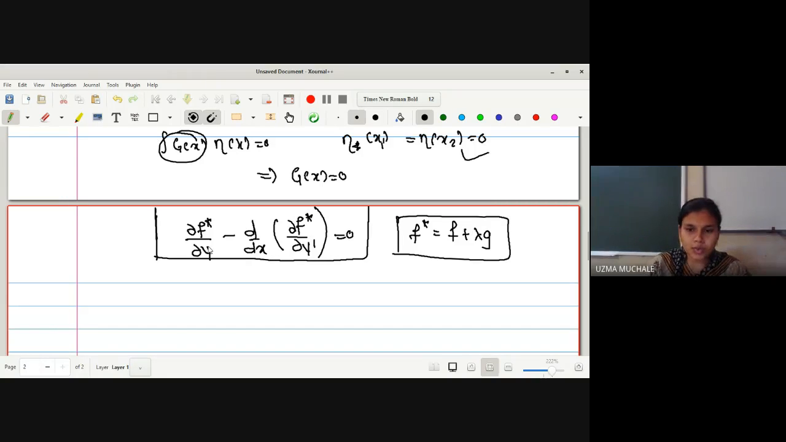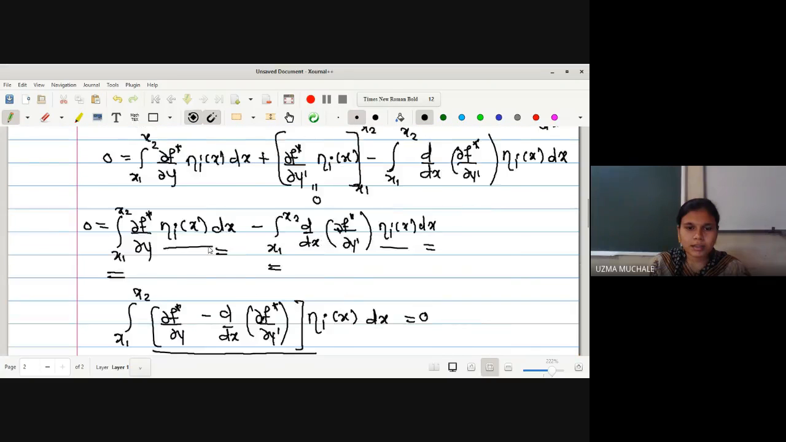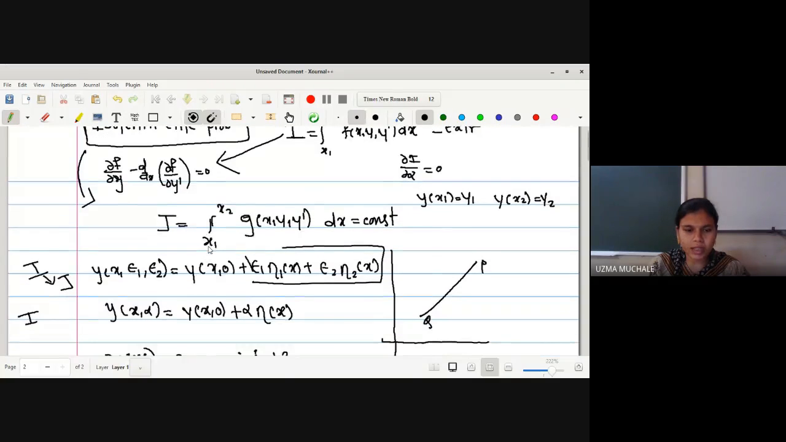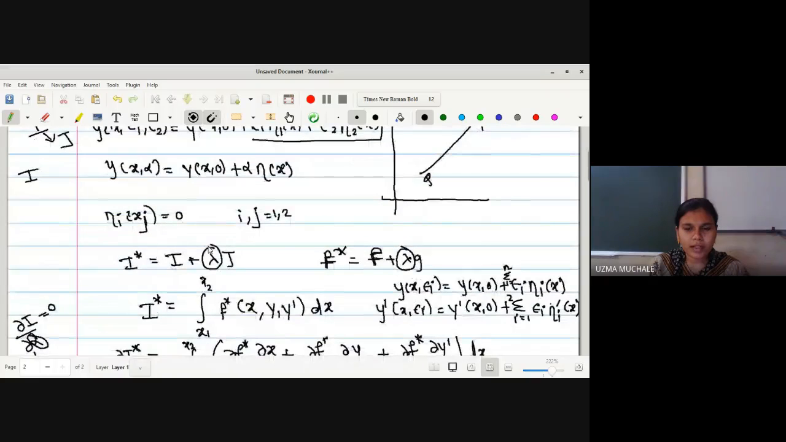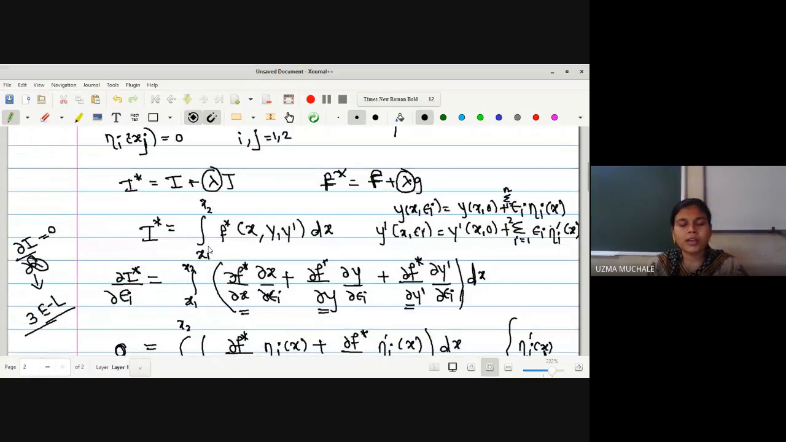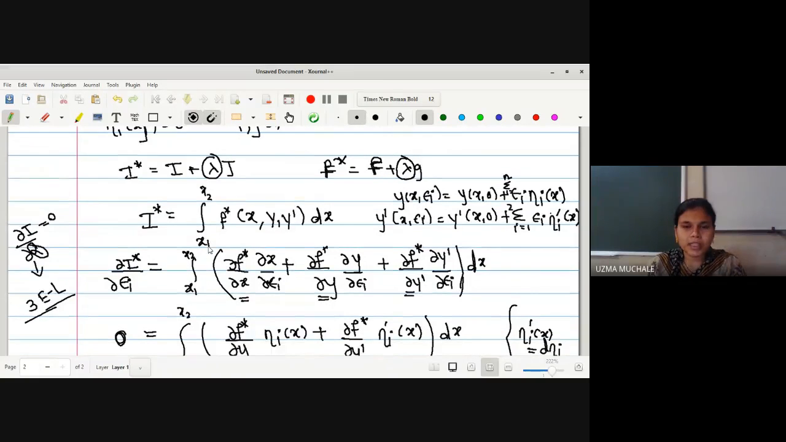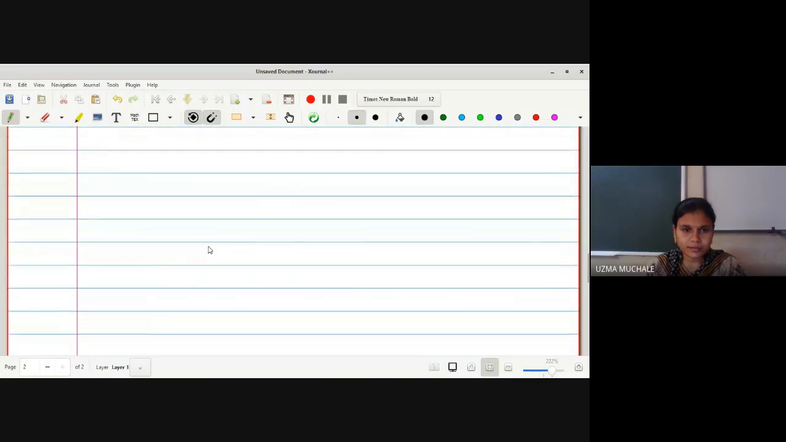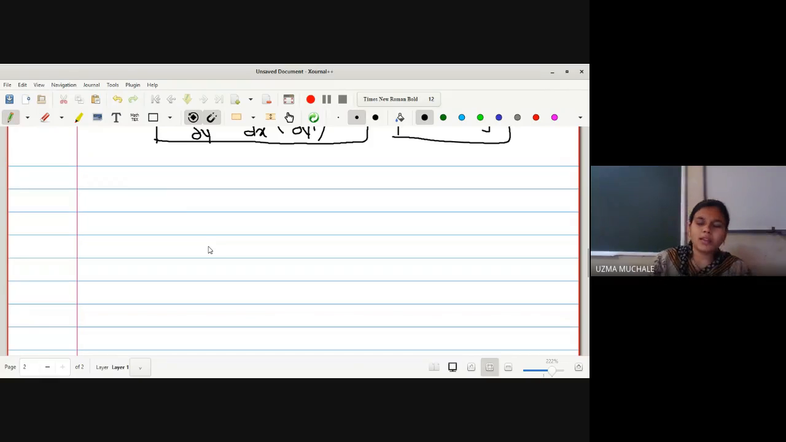Now let us go for the examples. I hope it is not necessary to repeat the things, because whatever we have done is already done for our Euler-Lagrange theorem. Simply the change is f star and I star. Okay, let us go for the example.